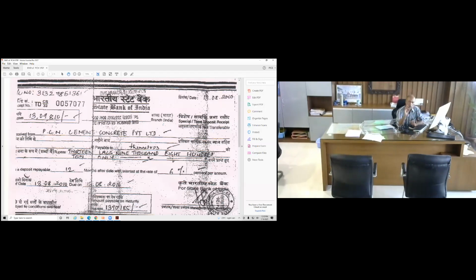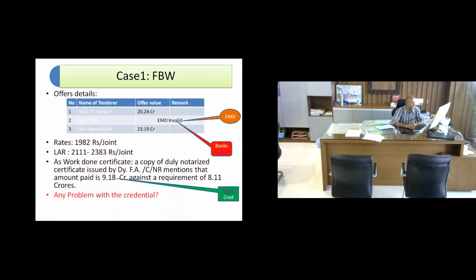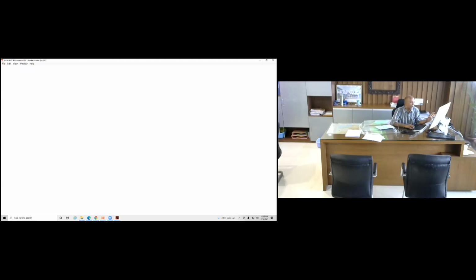If you look at this document, PCM Cement Concrete Private Limited is the one from whom money has been received. On the reverse of it there was an endorsement, and there was a debate whether this can be accepted or not. My view was that this cannot be accepted. So the only way was to go back to State Bank of India, the issuing authority. Of course, I cannot go back to Guwahati or a distant place, so we wrote a letter to the local branch of State Bank of India.